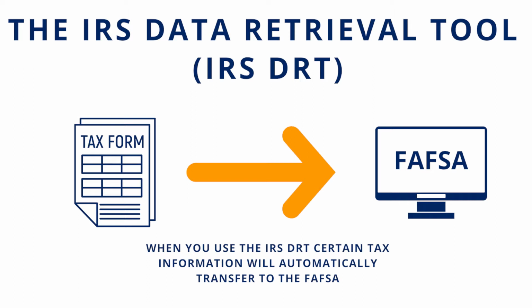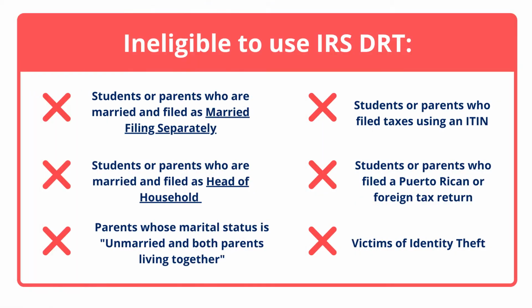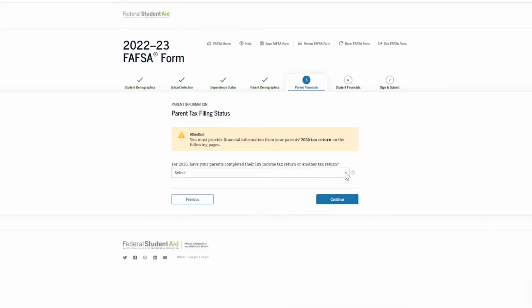They may be ineligible to use the IRS DRT if a foreign tax return was filed, if the marital status on the FAFSA is married and taxes were filed as head of household or married filing separately, or if the marital status listed on the FAFSA is unmarried and both legal parents living together. If any of these conditions apply, your parent will be unable to use the IRS DRT and tax information will need to be entered manually. If none of the reasons listed apply, we recommend using the IRS DRT.